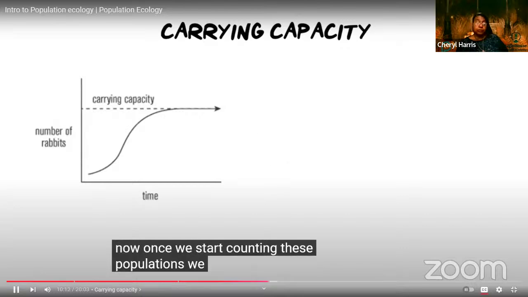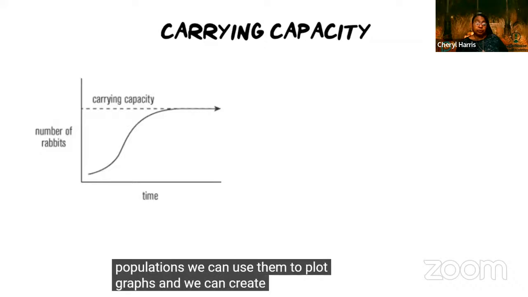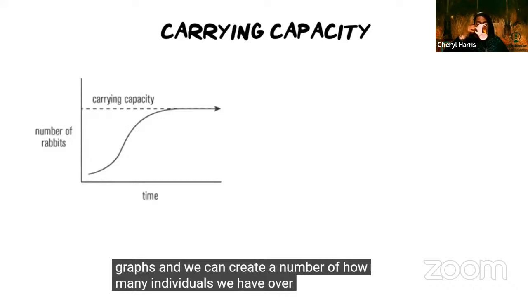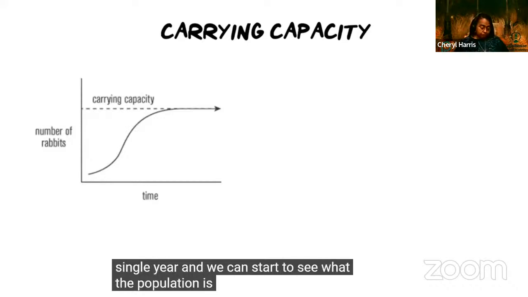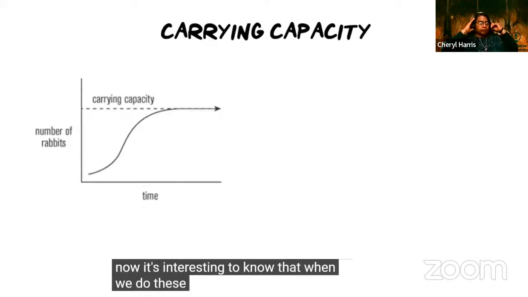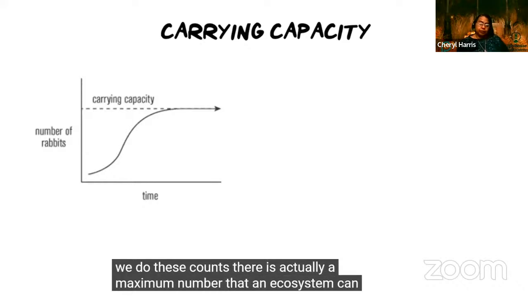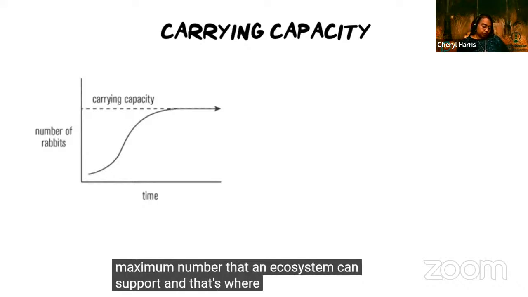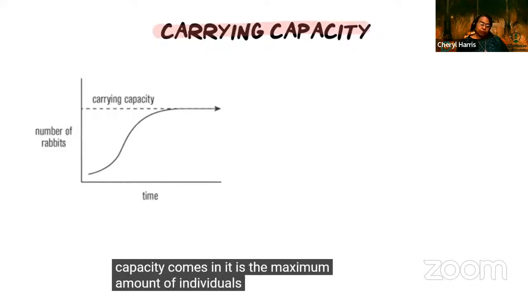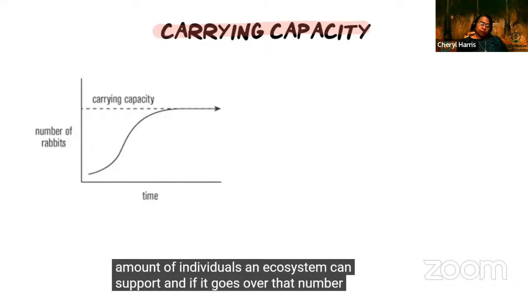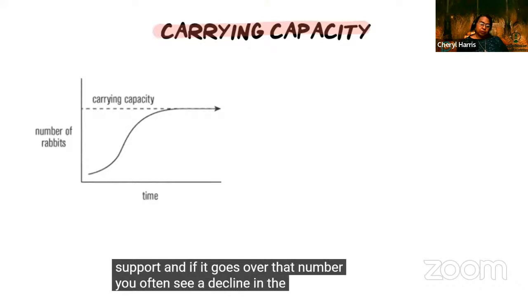Populations, we can use them to plot graphs, and we can create a number of how many individuals we have over every single year, and we can start to see what the population is doing with its numbers. Now, it's interesting to know that when we do these counts, there is actually a maximum number that an ecosystem can support. And that's where the carrying capacity comes in. It is the maximum amount of individuals an ecosystem can support. And if it goes over that number, you often see a decline in the population.